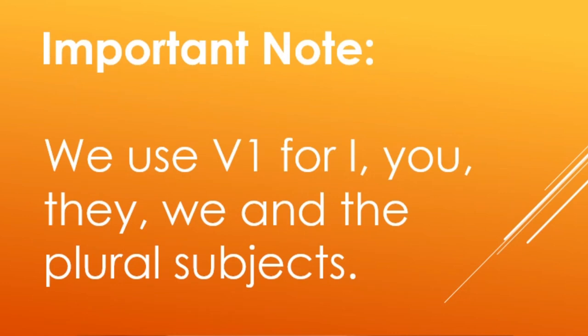So the very important point is we use V1, the first form of the verb, for I, you, they, we and the plural subjects. Now look at these sentences. I take tea. Here in this sentence the verb is take and the subject is I. I is used for myself. Then why have we not written S or ES with the verb take? Because in the English language we always consider I as plural. So we have not written S or ES with the verb.